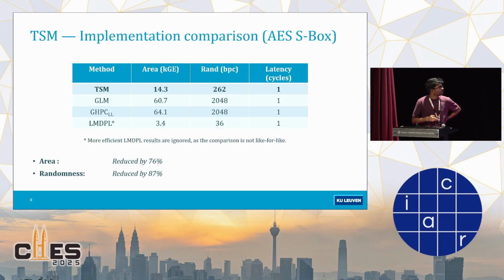So another example is the AES S-box. Again, as I said before, LMDPL is still more efficient. But here you see a bigger difference in area and randomness usage. Like it's reduced by a lot, and this is a direct result of what I discussed before. Like you can reuse terms for the output functions, and also you can reuse logic.